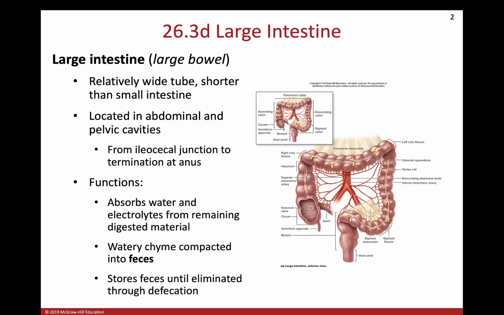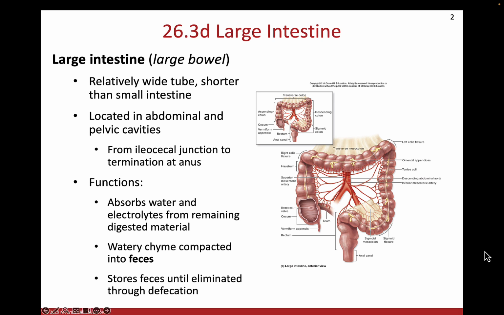The large intestine, also called the large bowel, has a much wider tube and is significantly shorter than the small intestine. It is located in the abdominal and pelvic cavity and runs from the ileocecal junction to termination at the anus. The functions are to absorb water and electrolytes from remaining digested material. Watery chyme will be compacted into feces, and feces will be stored until eliminated through defecation.